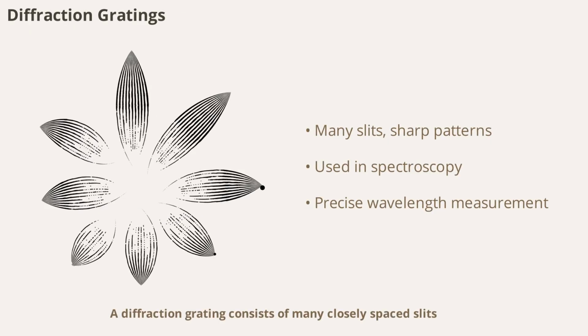A diffraction grating consists of many closely spaced slits, producing sharp and well-defined interference patterns. Gratings are used to separate light into its component wavelengths, making them essential in spectroscopy. The patterns produced are much more detailed than those from a single slit, allowing precise measurements of light properties.